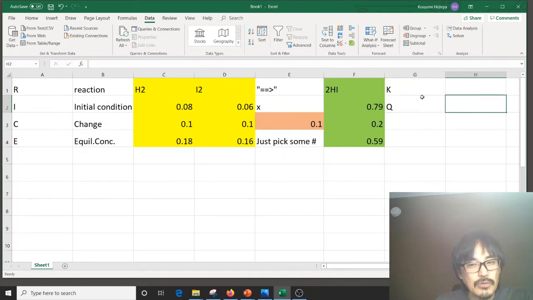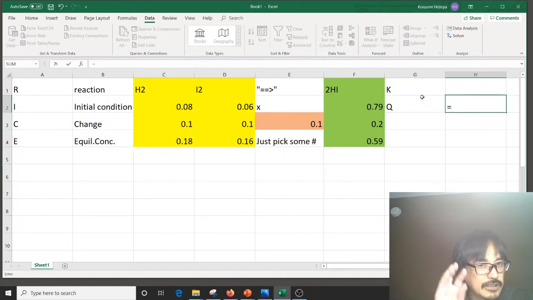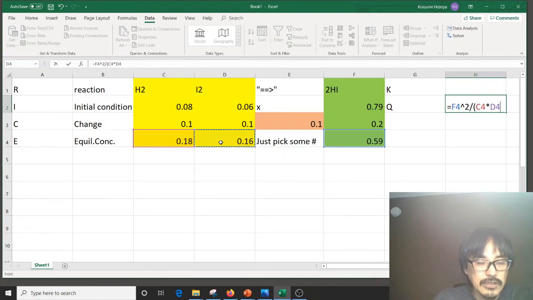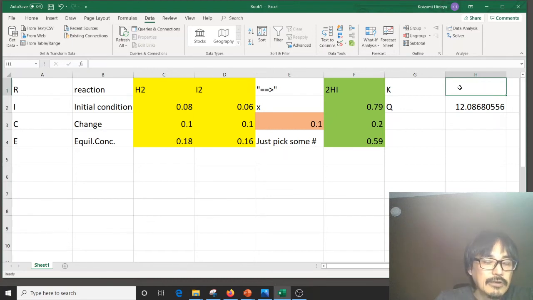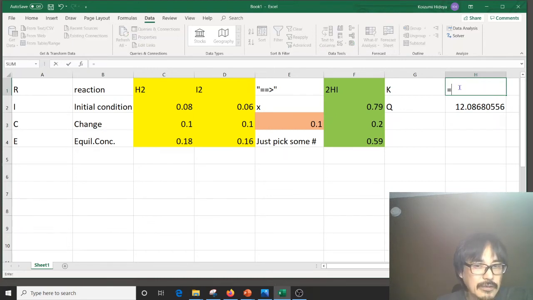So the value of Q, remember that this is product over reactant, right? But the product has a coefficient of 2, so this to the power of 2, divided by parenthesis open, this multiplied by the iodine concentration, at equilibrium, right? So that's the Q at current values right now. Now, what is the value of K supposed to be? It was at equilibrium when this guy was 0.49, right?